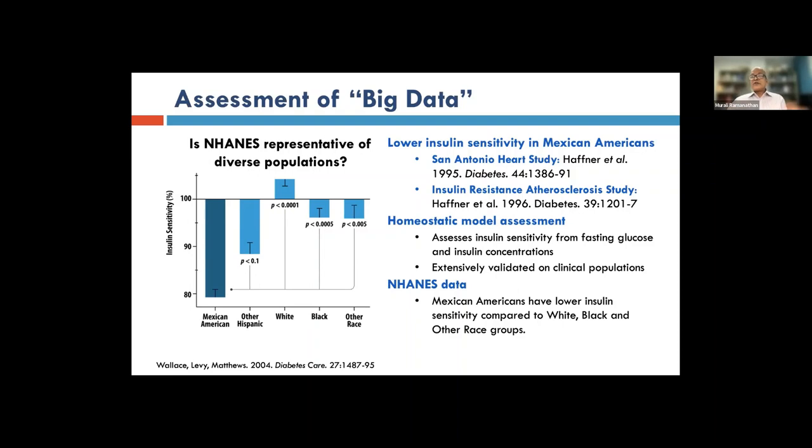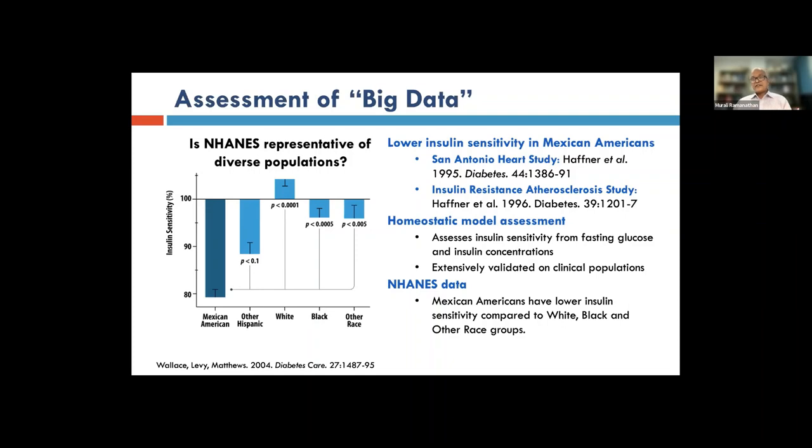And this is a very open-ended question. And so what we really wanted to answer was, so this is a population-based survey. Can we answer questions related to specific diseases in specific subpopulations using this data in any meaningful way? And what we did, I decided to do was look at insulin sensitivity in Mexican Americans.